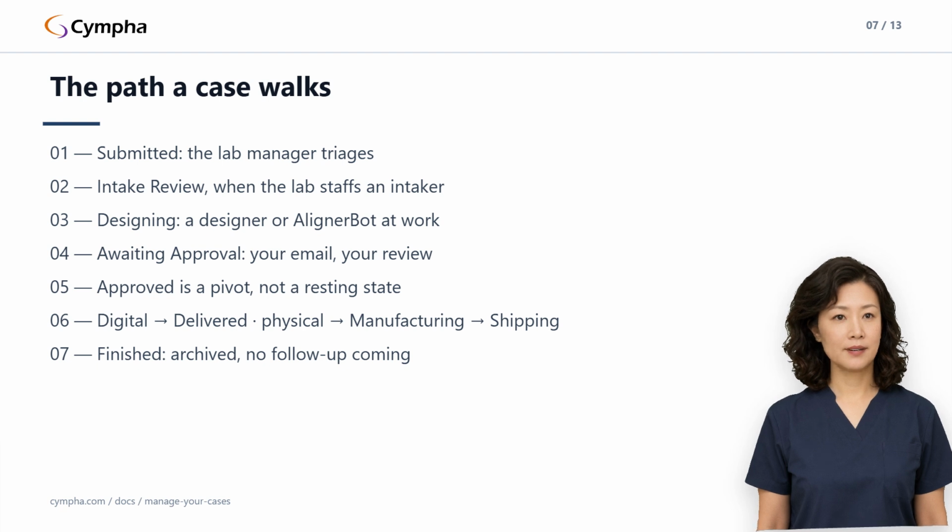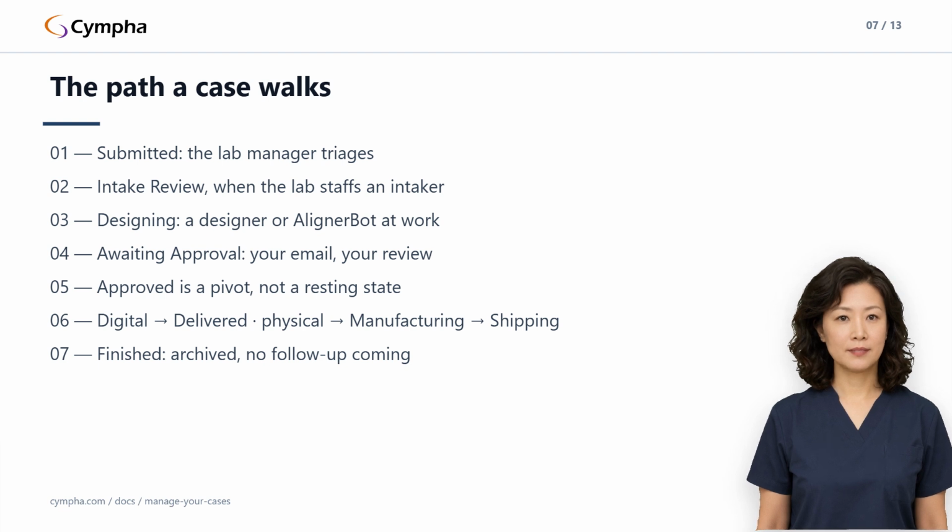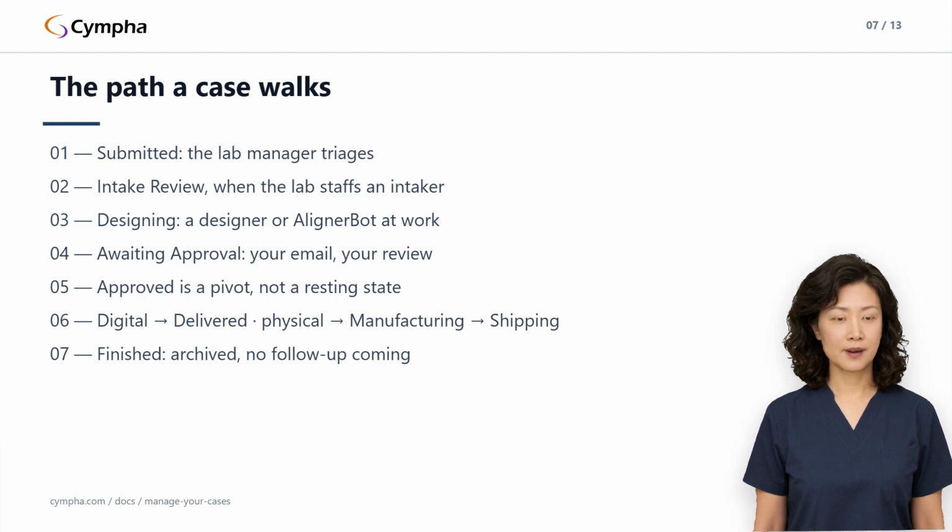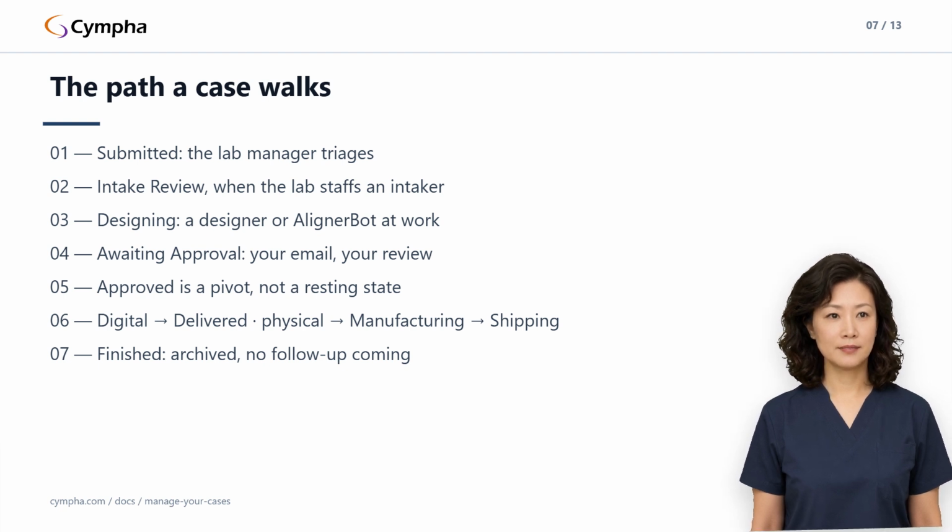Physical lab service cases stop at approved until the lab moves them into in manufacturing on its own schedule, then shipping, then delivered. Finished means archived, no follow-up coming. And cases can branch sideways at any point: waiting on customer, changes requested, or escalated.